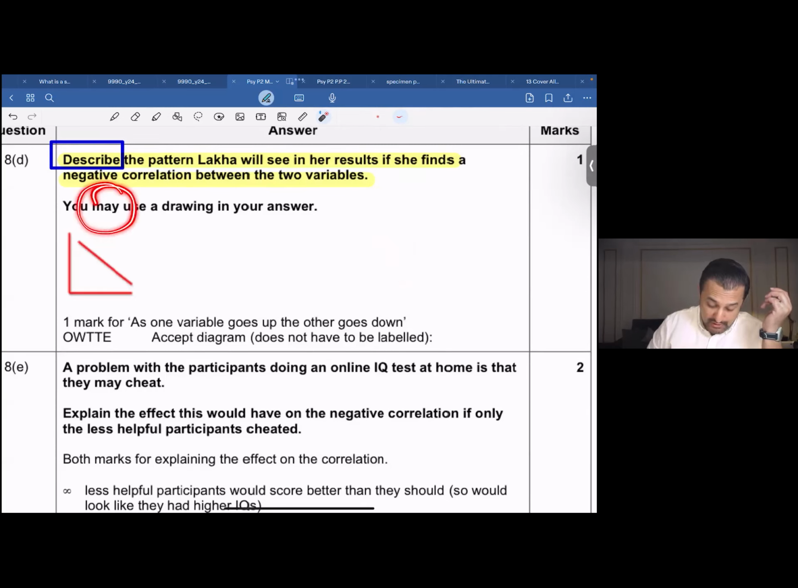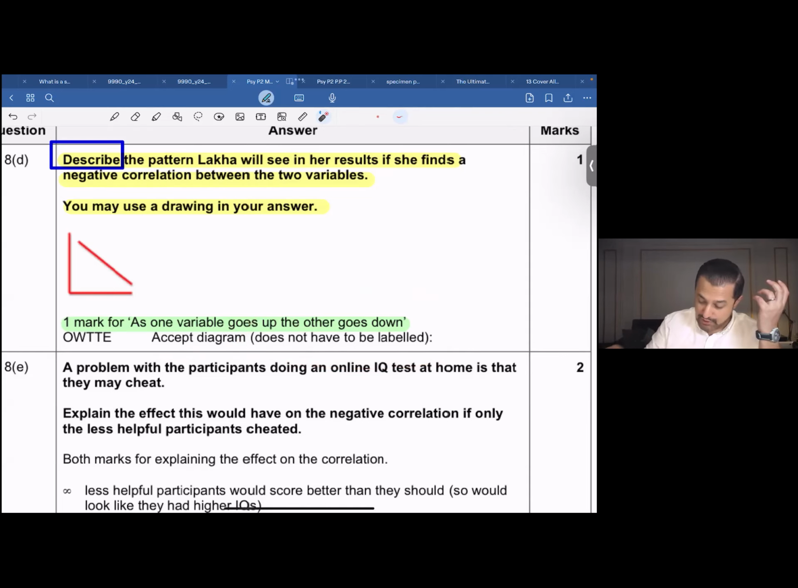You may use a drawing in your answer, at your discretion. If you want to draw a graph through which you want to get your marks, you could describe the results through that. And remember that the results have to be shown through a negative correlation. Alternatively, you could get your mark through this as well: 1 mark for as one variable goes up, the other one comes down. Over here, this says A or OWTTE, that means all words to that effect. You write this or anything of a similar nature, you get your mark. Accept a diagram as well, it does not have to be labeled.